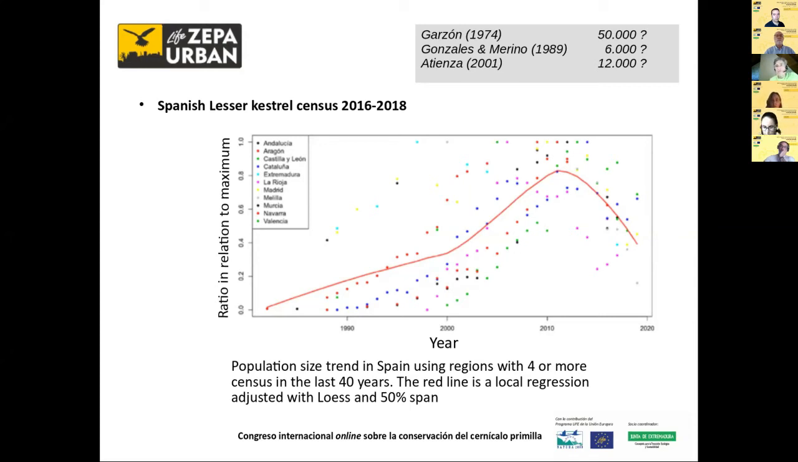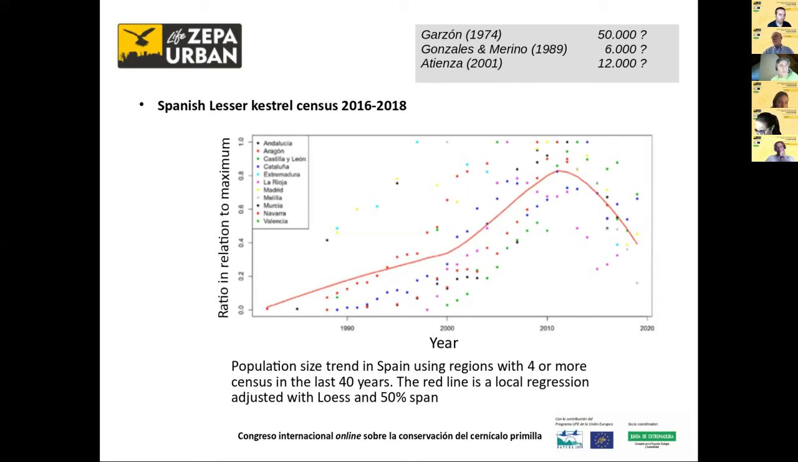This allows us to consider all regions independently of having a large or a small population. Usually large areas with a large population are not so well estimated and usually have less data, while there are some small regions that have been prospected almost every year. The model is adjusted with a local regression with a 50% span. And considering this, you can see that the population in Spain has been increasing since the 80s until 2010.